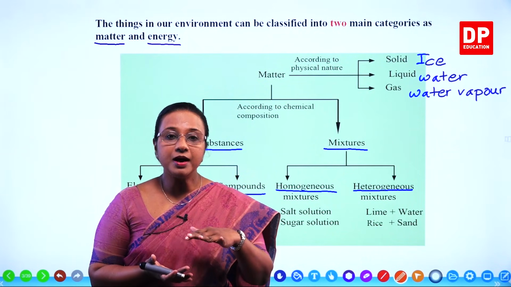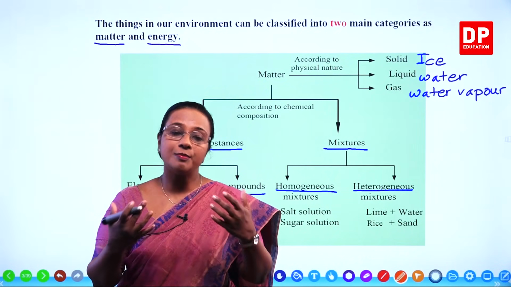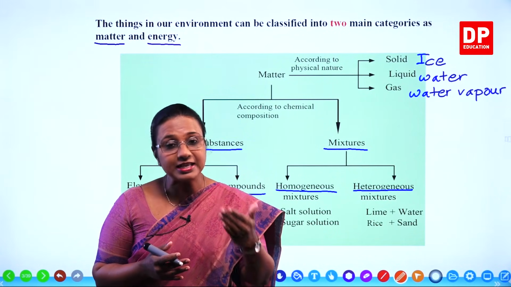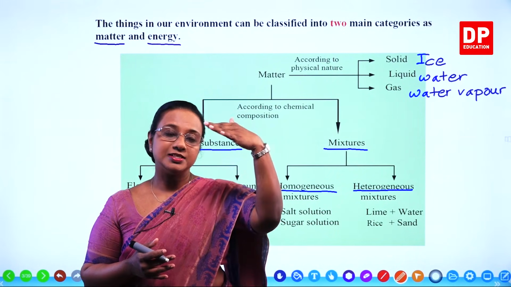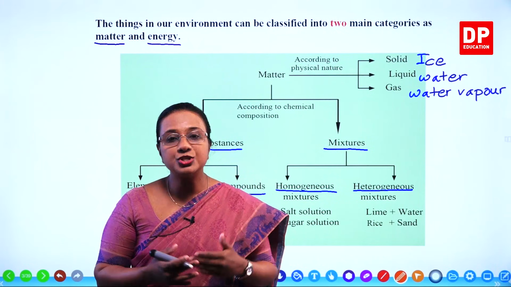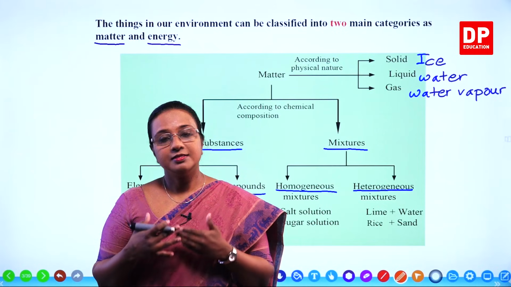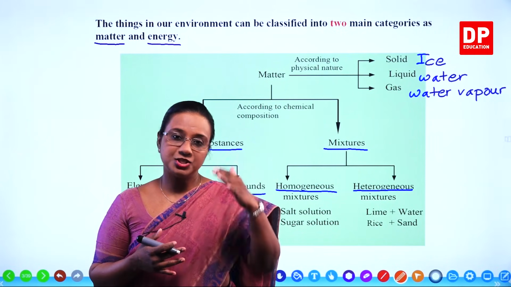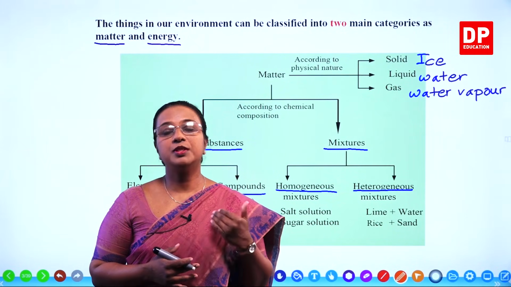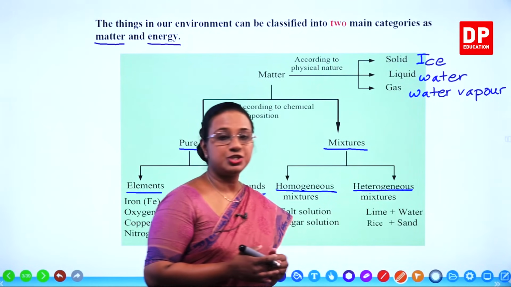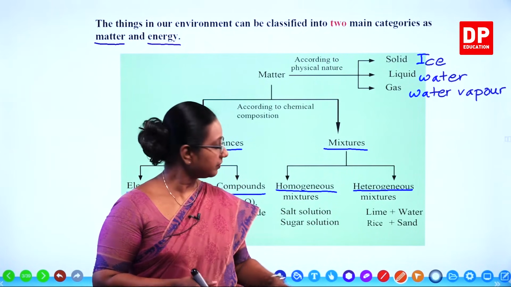So the bottom part will be more whitish or milky in color, and the middle part will be lighter in color, and towards the surface, the solution will be more clear, like water. That means the composition is not uniform throughout the solution. So therefore, it is a heterogeneous mixture.